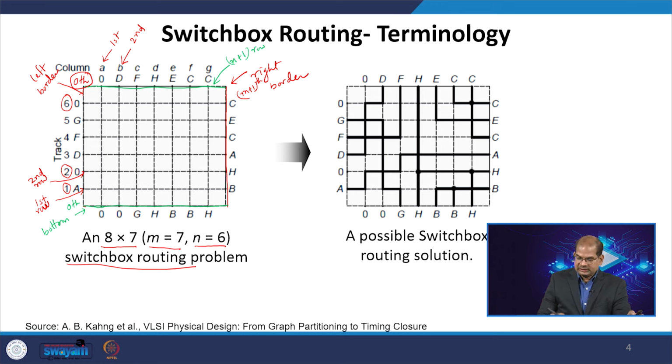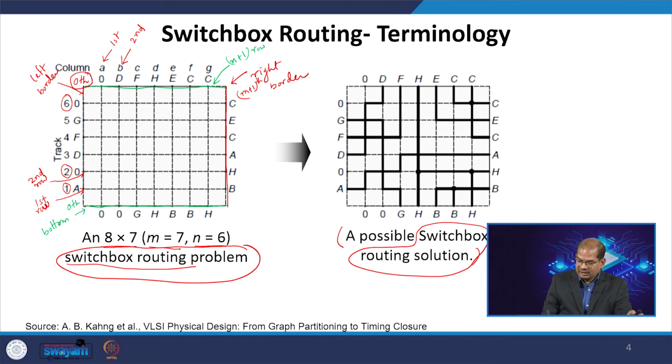This left hand side is the problem and the right side is one possible solution of the switchbox routing problem. There might be many solutions; this is one of the possible solutions.